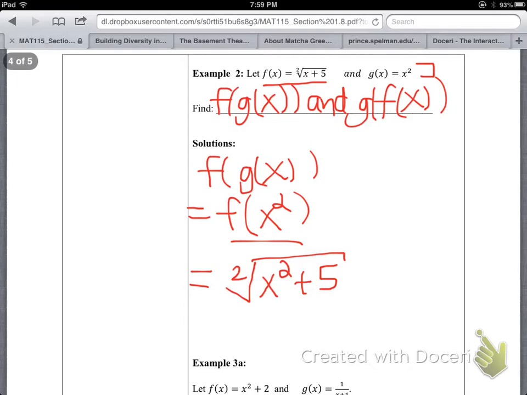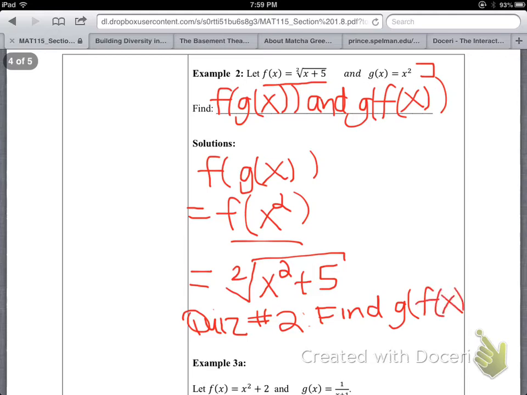So for your video quiz, this is number 2. Your first problem was given on the first video. I want you to find g of f of x.